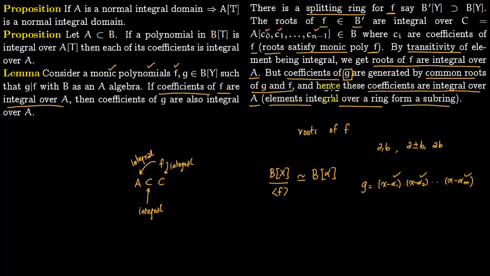So we have been able to show that if the coefficients of f are integral over A, then the coefficients of g, where g divides f, are also integral over A. And that finishes the proof of our first proposition, that if A is a normal integral domain, that is, if A is integrally closed in its field of fractions, then A[T] is also a normal integral domain. That is, this polynomial ring A[T] is also integrally closed in its field of fractions, and the field of fractions of this is just K(T), if the field of fractions of A is K.